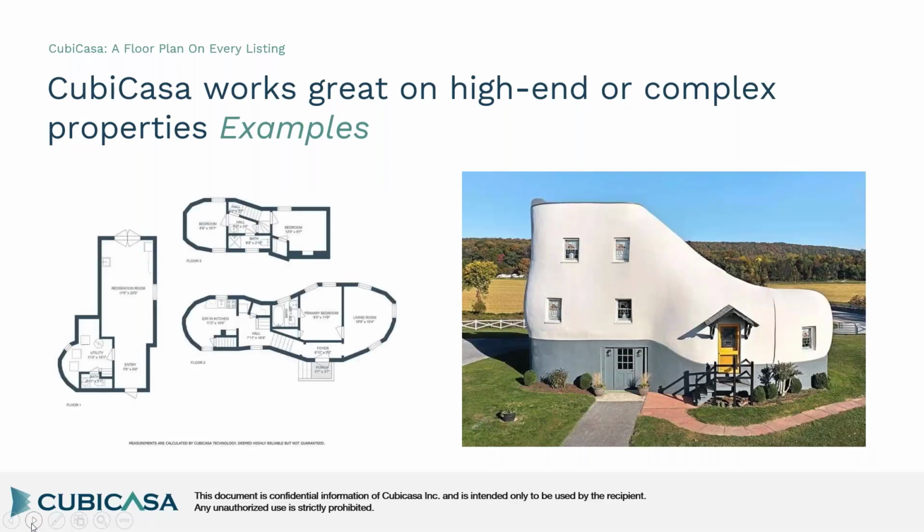And I kid you not, I did not make this up. This is an actual example. It's an Airbnb in the shape of a shoe that they literally did the Kubicasa inside, and you can see all of those walls are curved, and yet it measured them, each room beautifully, without taking too much time.